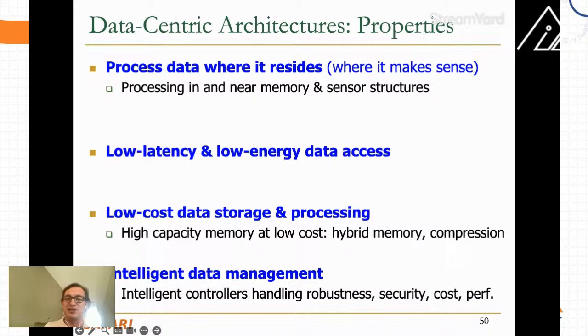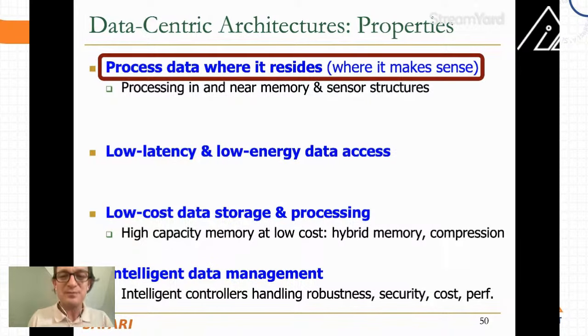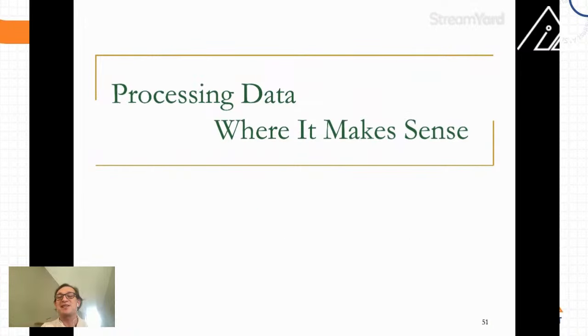I'm going to talk a little bit about this to motivate the first one, but I don't have time to talk about everything over here. But clearly, there's a lot of research going on in all of these topics that are quite exciting. Now, let's jump into the first point over here. I call this processing data where it makes sense.